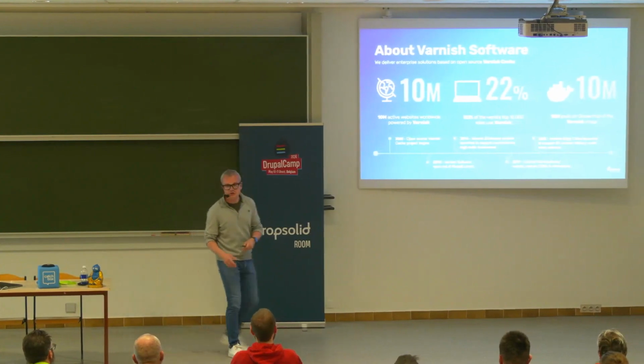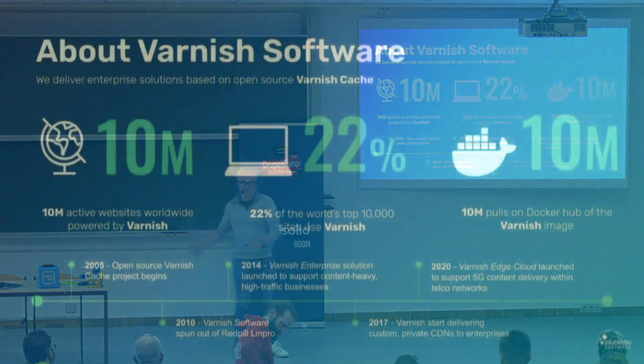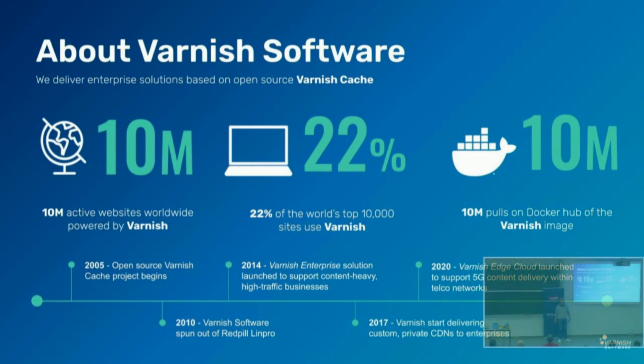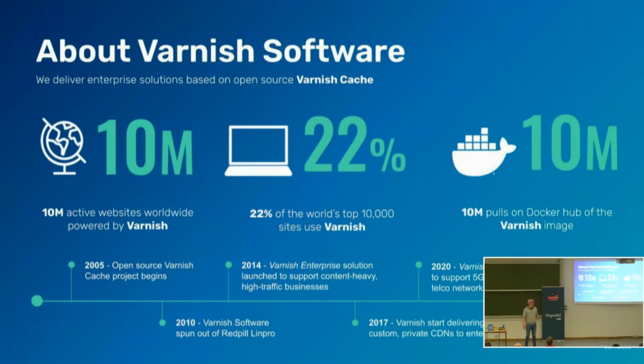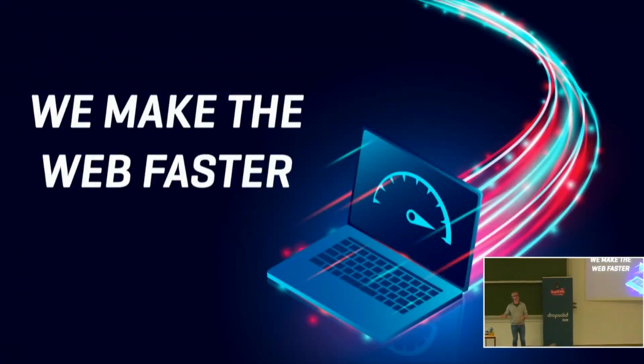So that Varnish open source project, that cache, along with the enterprise product that I also push, is used by about 10 million active websites. A lot of them need acceleration. A lot of Drupal sites in there as well, I guess. 22% of the top 10,000 websites are using this. So if you ask me what I do on a day-to-day basis and what the company that I work for does, the answer is we try to make the web faster.